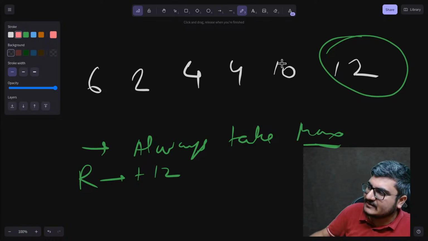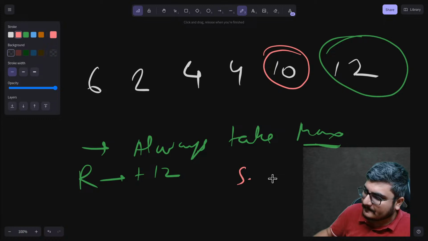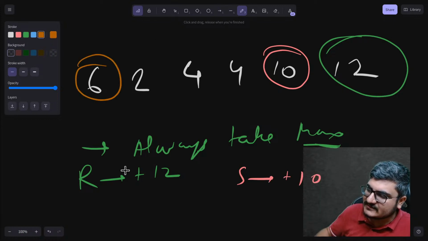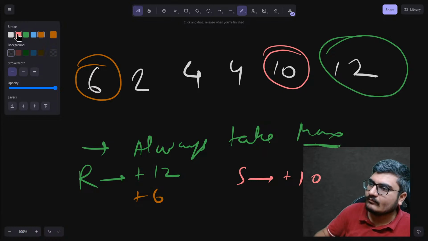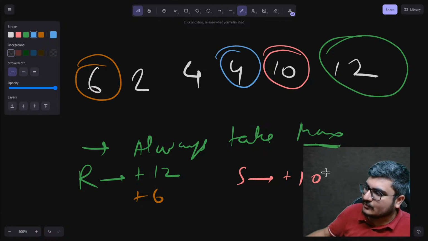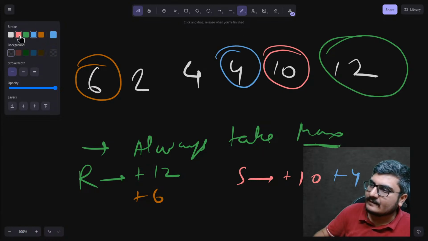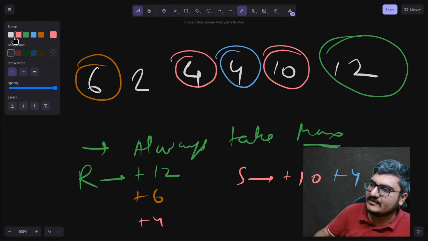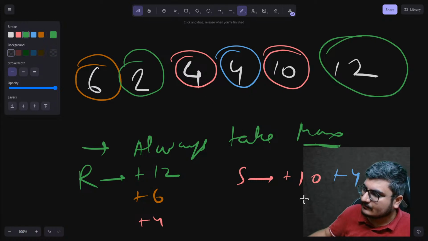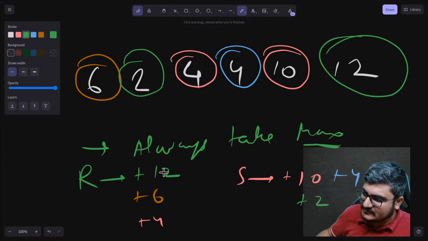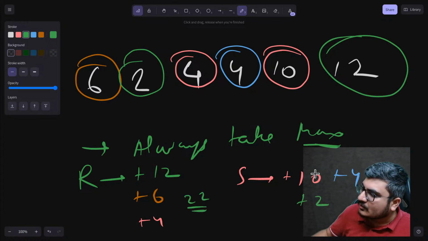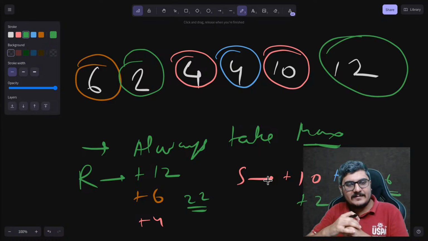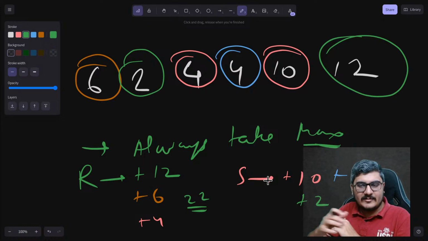Then it will be Sheriff's turn, he will take whatever the remaining maximum is. Then Robin Hood will take 6. Then Sheriff will take 4. Then Robin Hood will take 4. Then Sheriff will take 2. Overall score here is 22, and here the overall score is 16. By now, if you try different permutations, you will notice that Robin Hood can never lose.